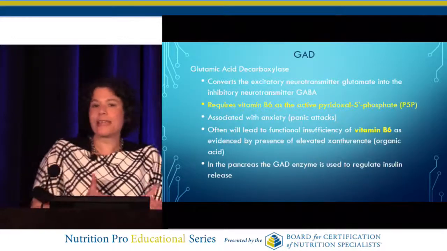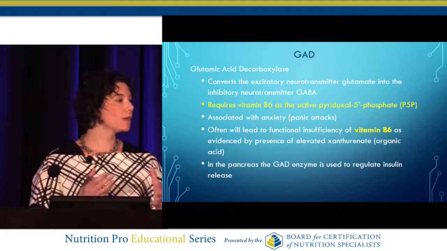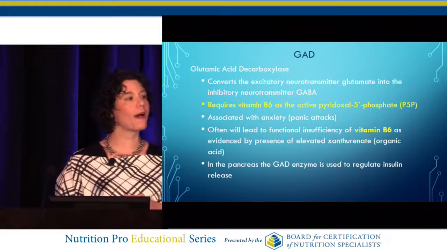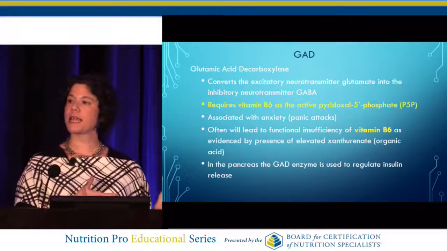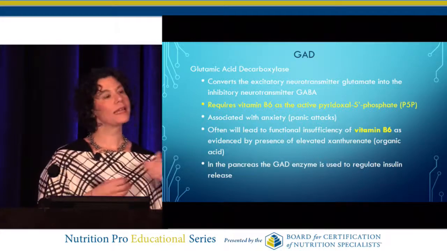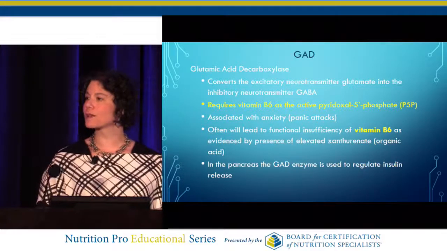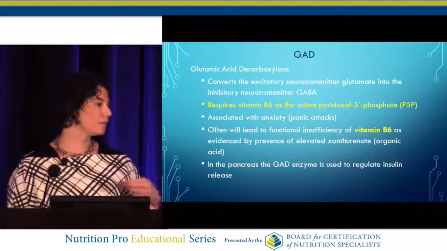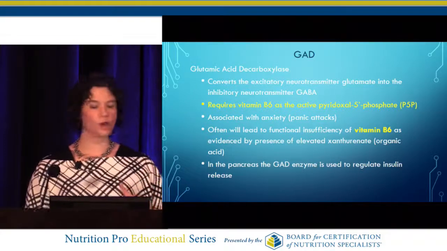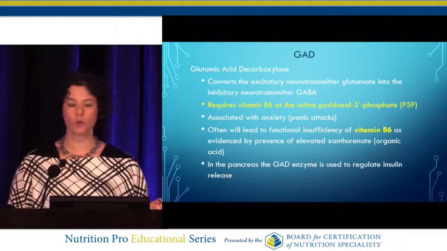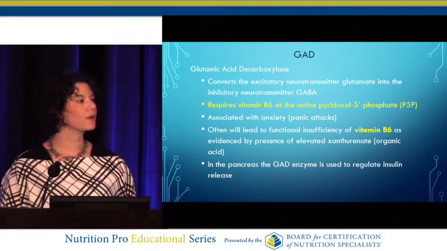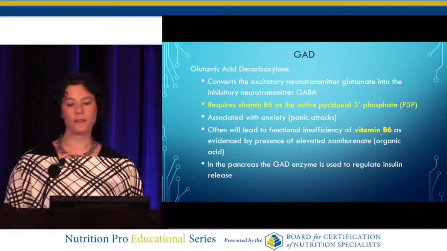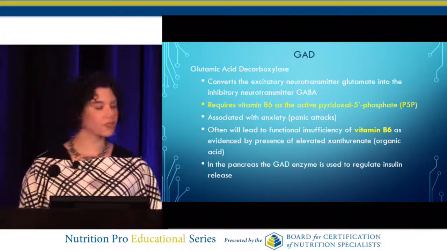All right, we're going to take a step away from methylation because I really couldn't talk about our neurotransmitters without talking about GABA. So if we take a look at the enzyme that's really important, it's glutamic acid decarboxylase, or our GAD enzyme. And this is the enzyme that's going to take our excitatory neurotransmitter glutamate and convert it into our inhibitory neurotransmitter GABA. And that's going to require vitamin B6 as the active form, P5P, or pyridoxal 5-phosphate.